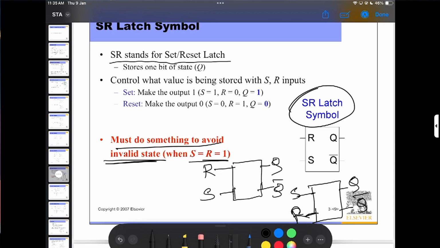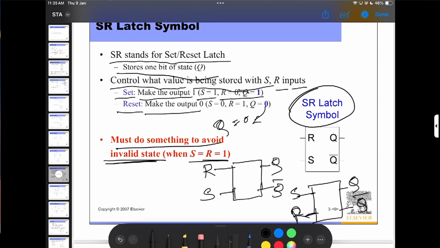The SR latch stands for set and reset latch. It stores one bit of state Q. It controls what value is being stored with the S and R inputs. Set makes the output 1: S equal to 1, R equal to 0, and Q equal to 1. So this is the set condition that I already told. Reset makes the output 0, so my Q should be 0. That is my reset condition. For the reset condition, S equal to 0 and R equal to 1.